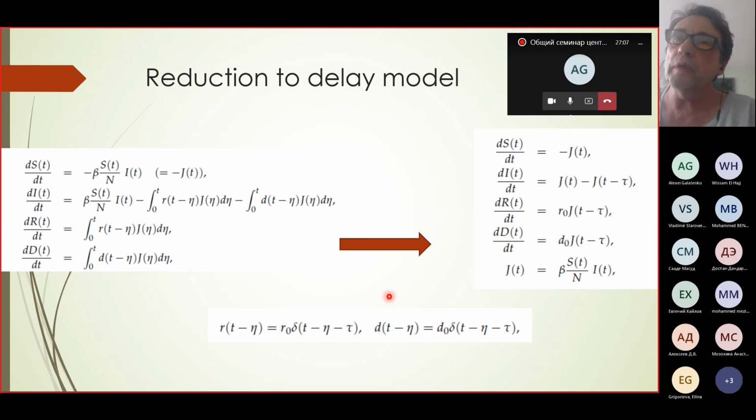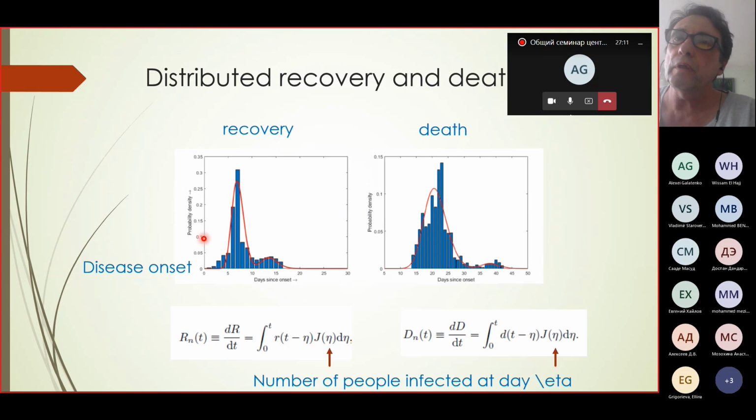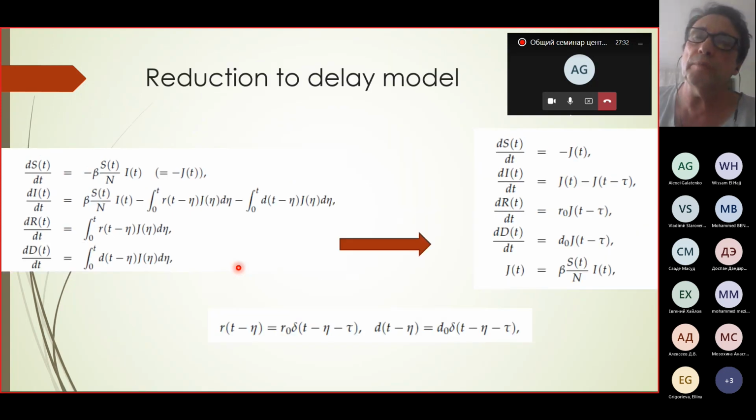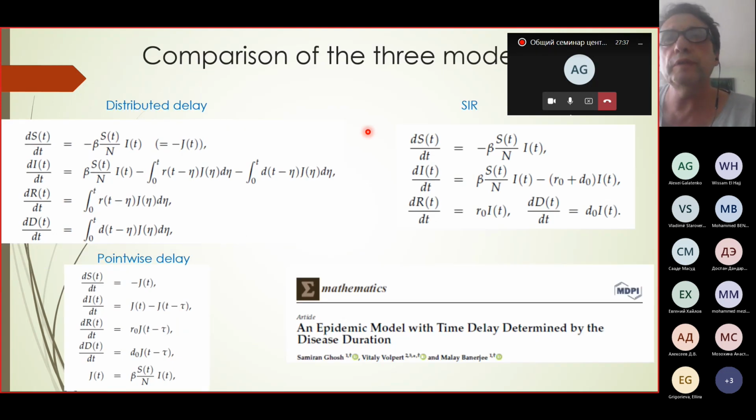So you see, for the SIR model, we replace the distribution by a constant distribution. And for this delay model, we replace it by a delta function concentrated here for some average disease duration. So it's a completely different approximation, but also an approximation. We will see how it works. So now we have these three models: the distributed model, the SIR model, and the pointwise delay model. And we compared these three models between them.